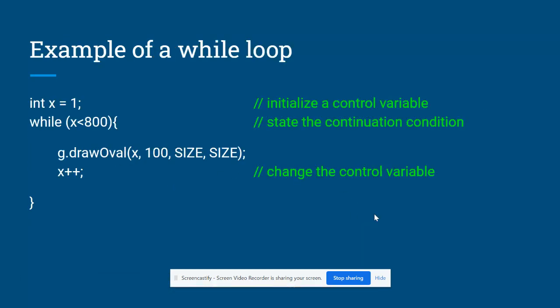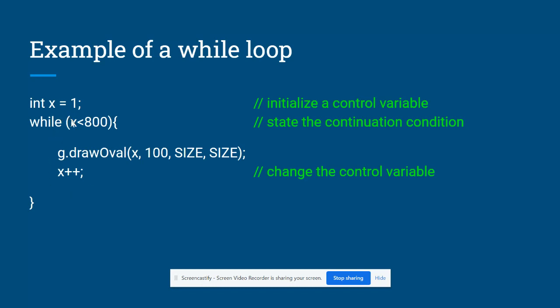So here's a little example where I'm starting an integer variable called x at the value of 1. That's initializing the loop control variable. Next line is the while loop with the condition for continuation, meaning while x is less than 800, keep looping. And in here, this is just a graphical example of drawing an oval of a certain size where x is the x position on the screen, and that's going to increment. If you remember, x plus plus means to go up by 1 each time, so that'll move the oval across the screen.